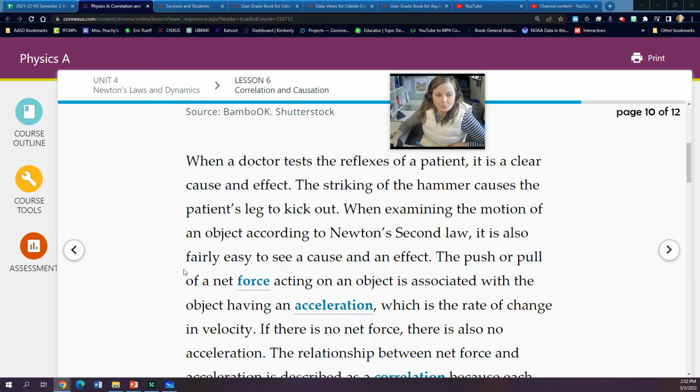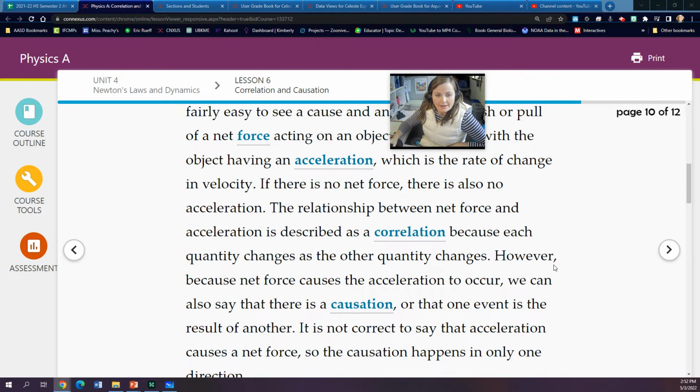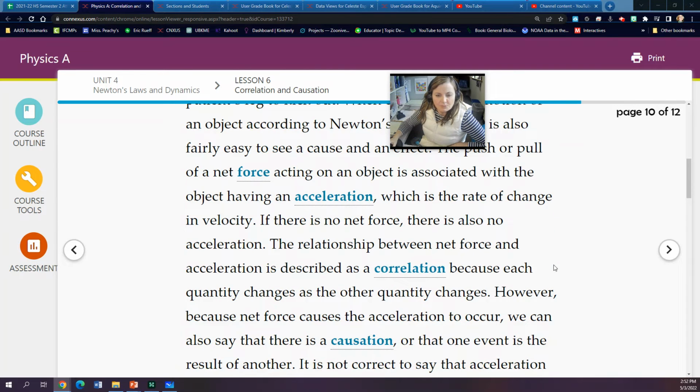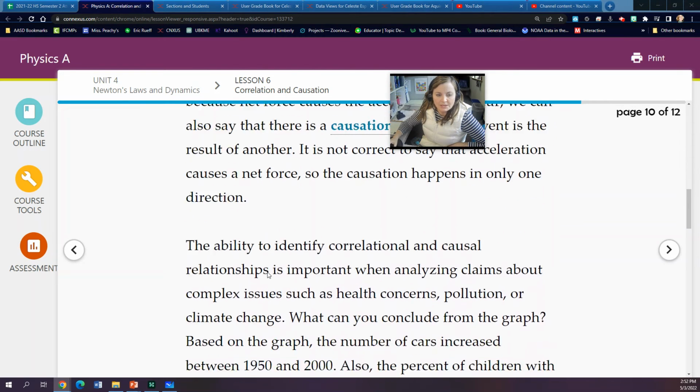effect. The push or pull of a net force acting on an object is associated with the object having acceleration, which is the rate of change in velocity. That is causation. One actually causes the other. So the relationship between net force and acceleration is described as correlation because each quantity changes the other quantity. However, because net force causes the acceleration to occur, we can also say there is causation.